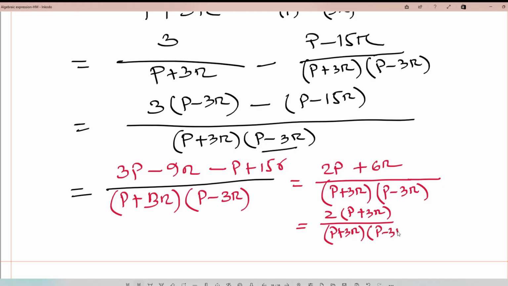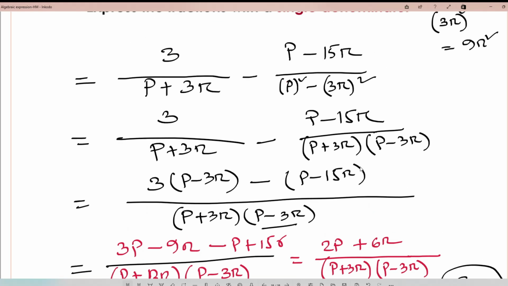So we just omit p plus 3r and p plus 3r. So our answer is 2 divided by p minus 3r. Look, this has become a single denominator fraction. Hope you understand this one.